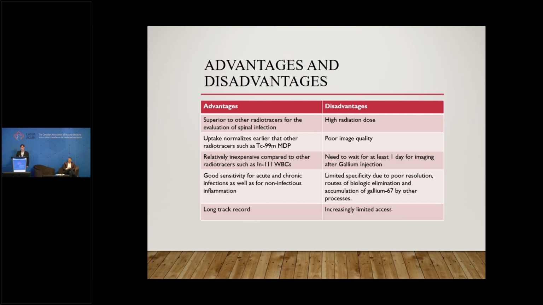Disadvantages are a high radiation dose and poor imaging quality. We need to wait for at least 1 day for imaging after gallium injection. There's limited specificity due to poor resolution. And if we're evaluating for intra-abdominal infection, you could have physiologic intestinal activity that could hinder the evaluation for infection. And we are experiencing increasingly limited access to gallium. Lantheus is stopping the supply of gallium as of January 1st.